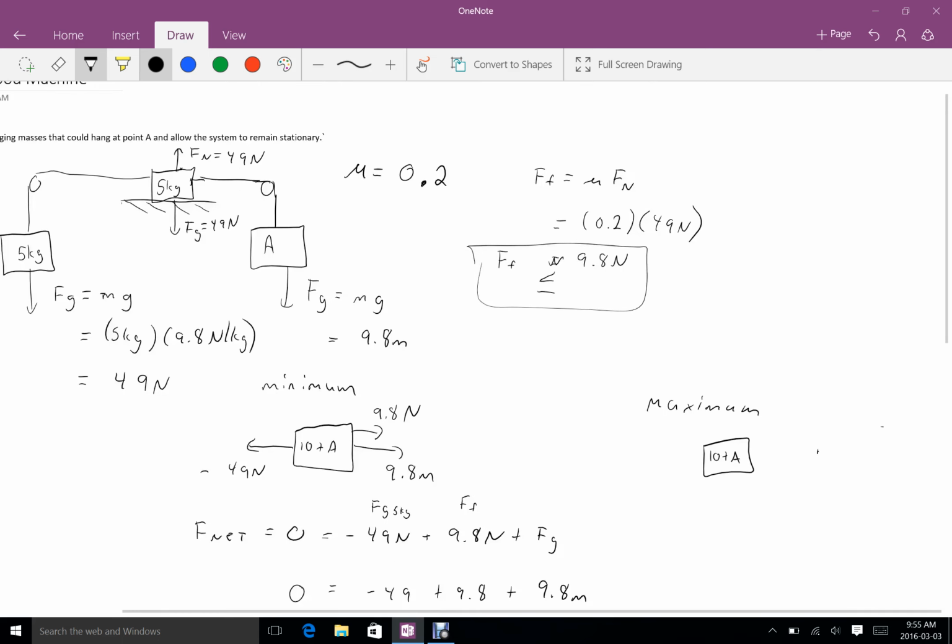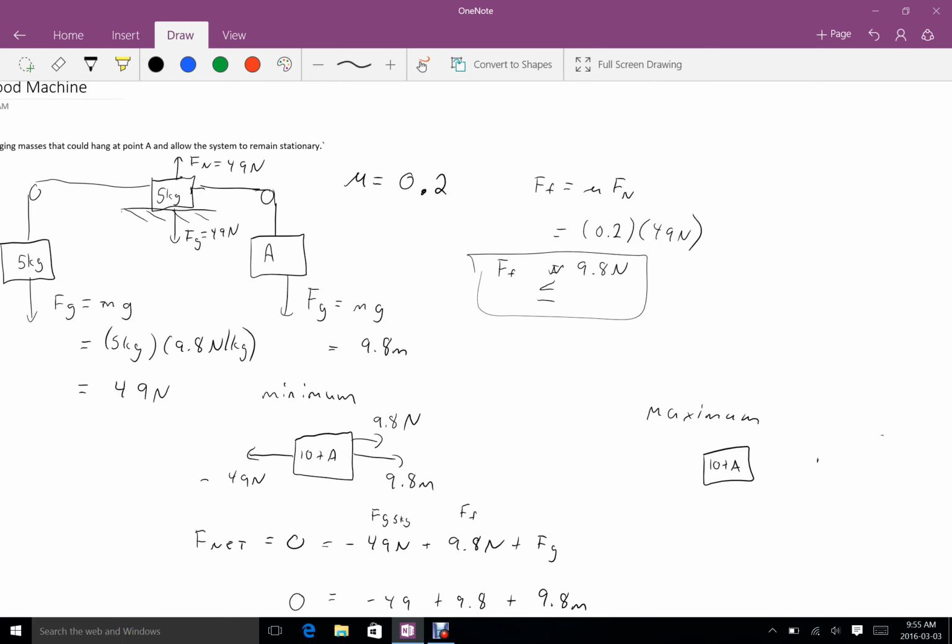Again, we'll consider the system as a whole to do this, 10 plus A. We still have a 49 Newton force acting in this direction. I'll still call that the negative direction, and that would be associated with the force of gravity acting on this 5 kilogram object. Now, though, we're going to assume that A is very, very large. If A is large, it's going to pull the system to the right. So instead of the force of friction acting to the right, where it would encourage the movement of the system, the force of friction, if this system is trying to move this way, will work against it, and so the force of friction will point this way in this case.